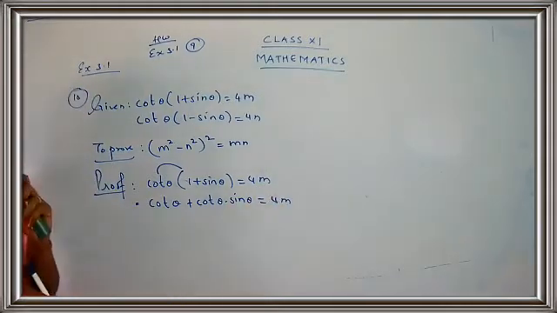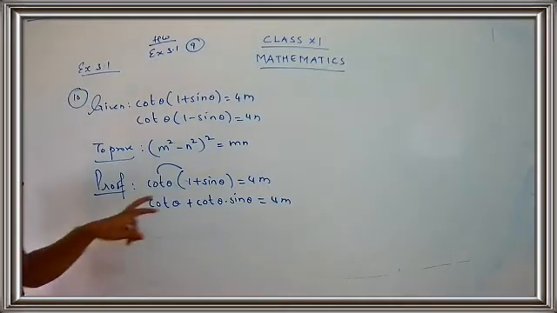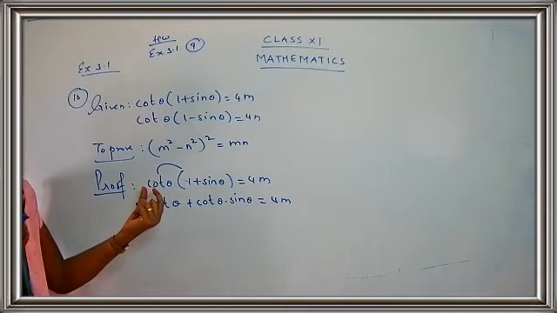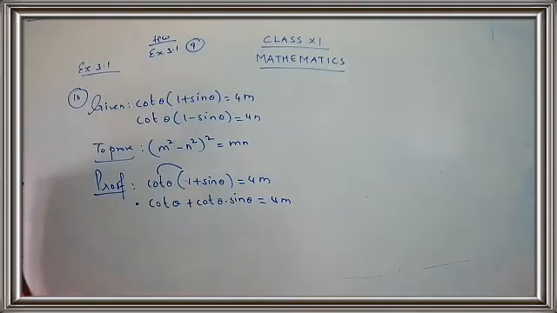Is it clear? What is the first step we have done? We have just opened the bracket, multiplying cot theta to both the terms. So cot theta into 1 gives you cot theta. Then cot theta into sine theta. Now, let's go for the further simplification. So what I'm going to do here is, I'm not going to do anything to the first part.